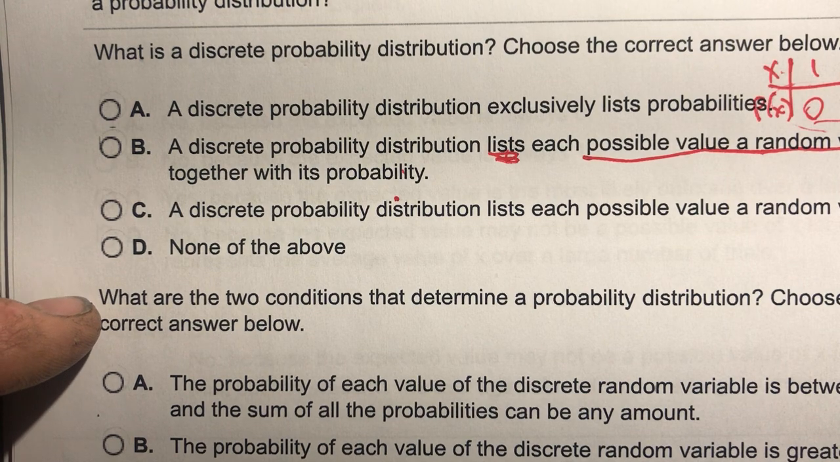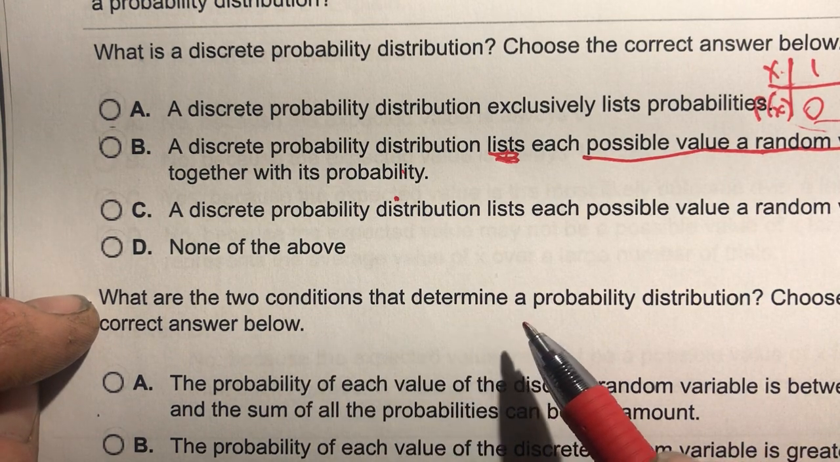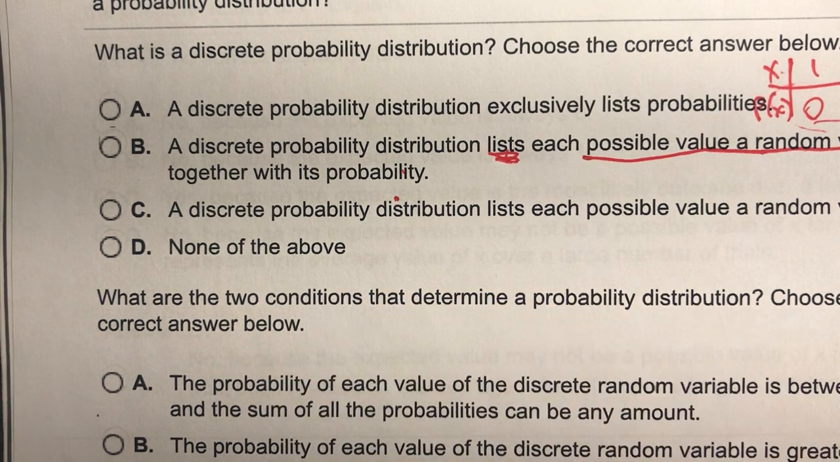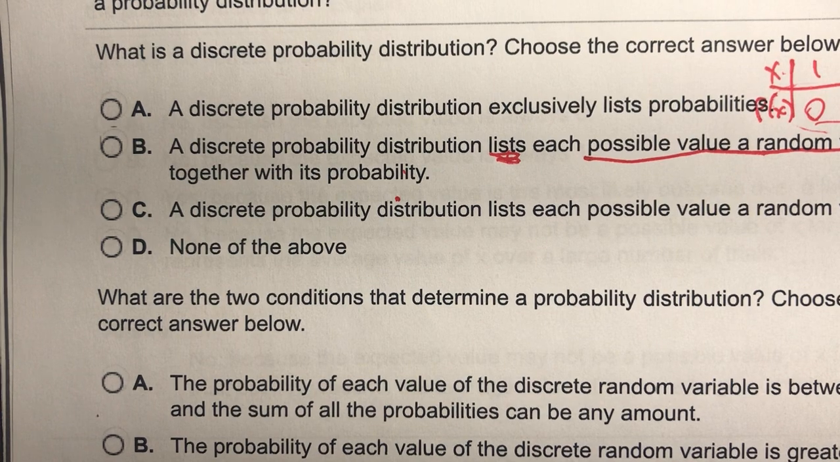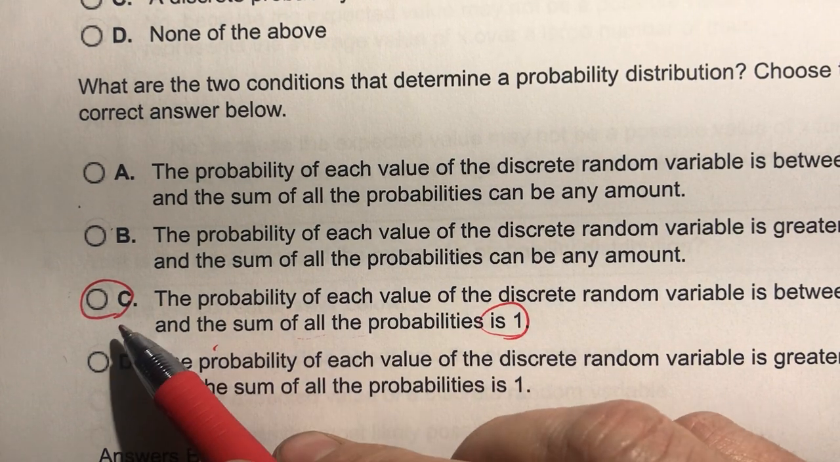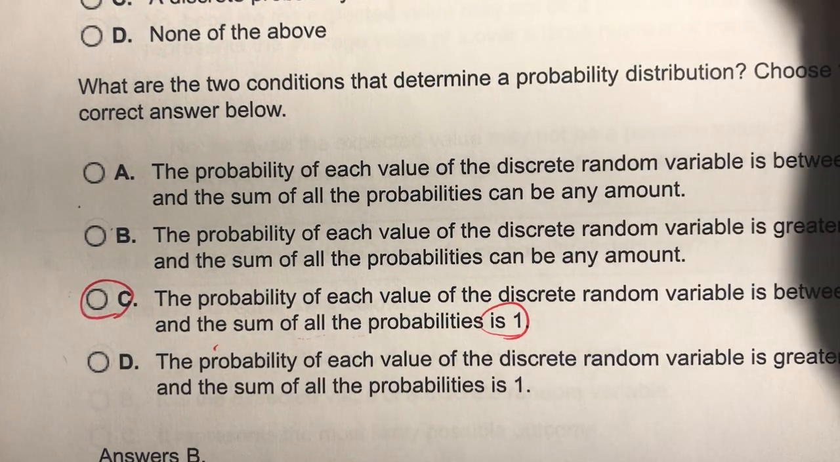Now down here in part B, what are the two conditions? That's what we talked about just a minute ago. So the answer here I think is C. The probability of each value of the discrete random variable is between 0 and 1. And the sum of all the probabilities is 1. There's your answer right there. Oh, I'm sorry. I just realized it wasn't on the screen. There's my two conditions. That's important to know.